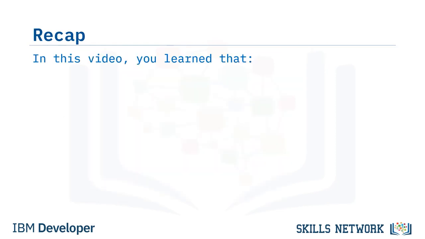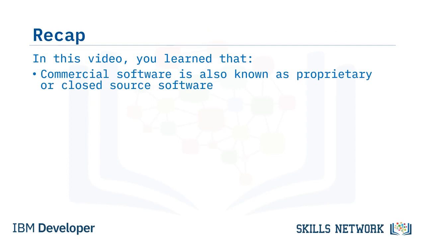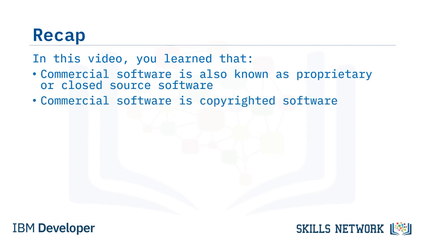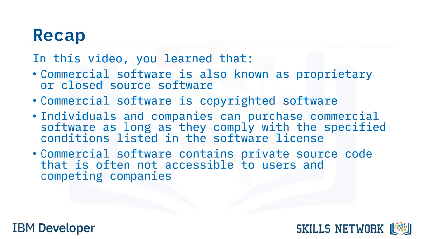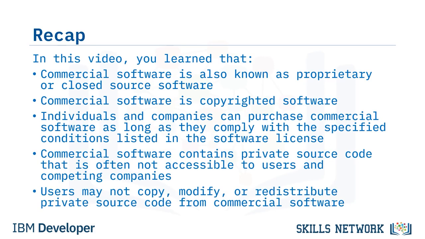In this video, you learned that commercial software is also known as proprietary or closed source software. Commercial software is copyrighted software. Individuals and companies can purchase commercial software as long as they comply with the specified conditions listed in the software license. Commercial software contains private source code that is often not accessible to users and competing companies. Users may not copy, modify, or redistribute private source code from commercial software.